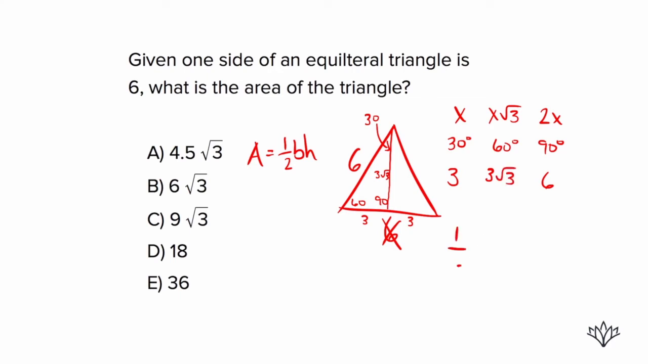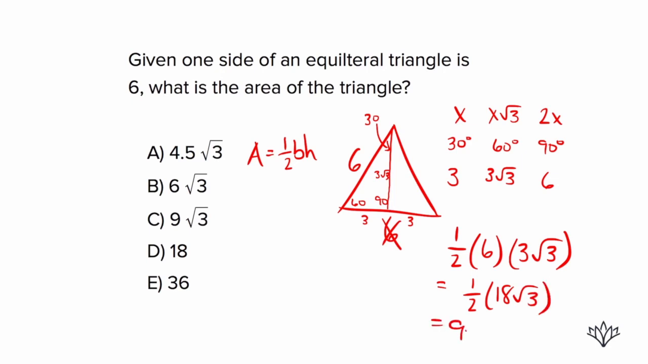Now we can find our area. 1/2 base times height would be 1/2 of 6 times 3 rad 3. Remember, you can combine numbers with numbers, and radicals with radicals, but not numbers with radicals. So what would we have here? 1/2 of 6 times 3 rad 3 would be what? 1/2 of 18 rad 3. And then again, we can combine the numbers with the numbers. 1/2 of 18 is just 9, and we're left with 9 rad 3. Answer choice C.